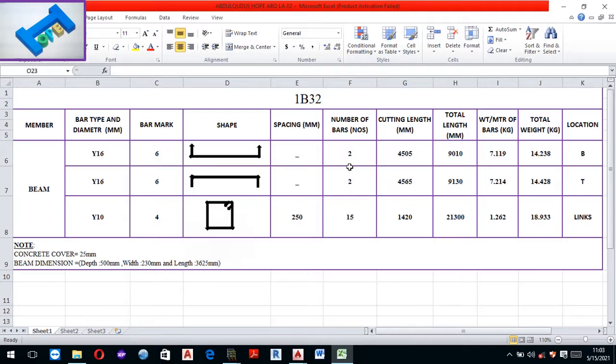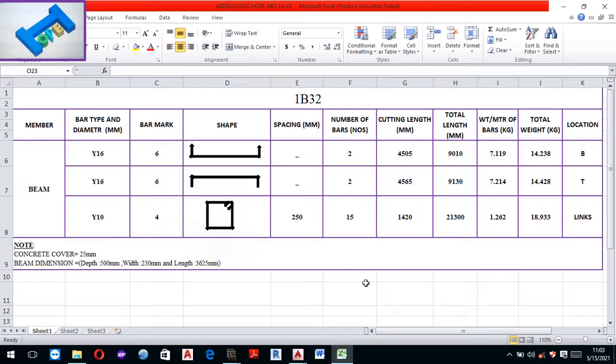Its total length is a multiple of this in 2 places, which results in 9,010 millimeters. Its weight per unit meter: the formula applied is D squared L over 162, where the diameter of the bar is 16 millimeters. We have 16 squared times the cutting length of the bar over 162, which results in 7.119 kilograms. The total weight is a multiple of this: 7.119 multiplied by 2 gives us 14.238.